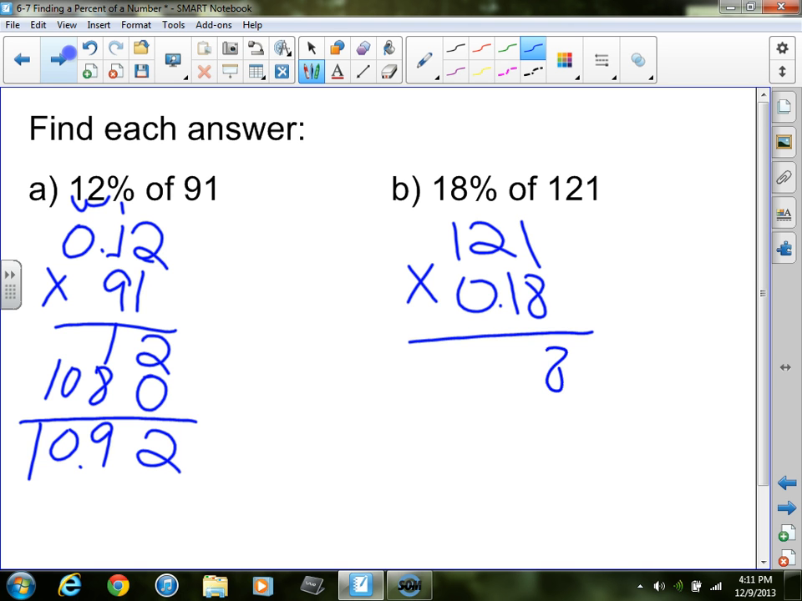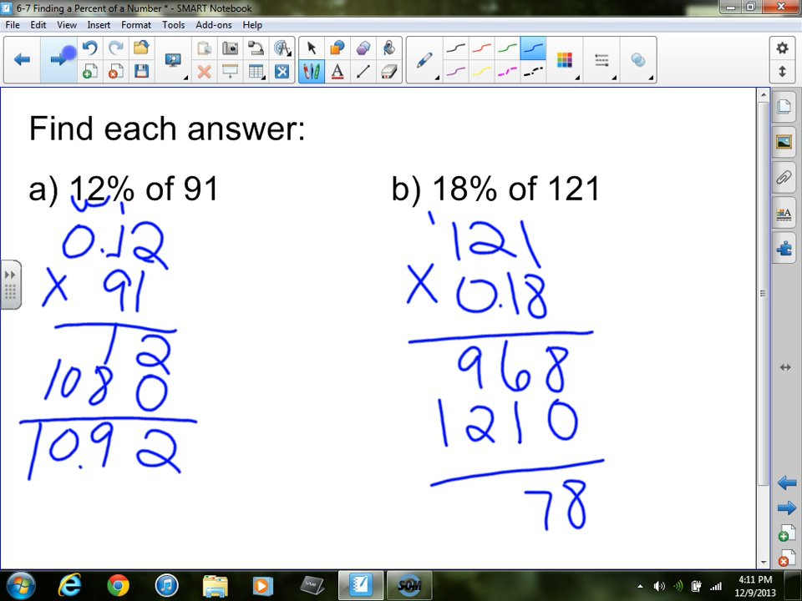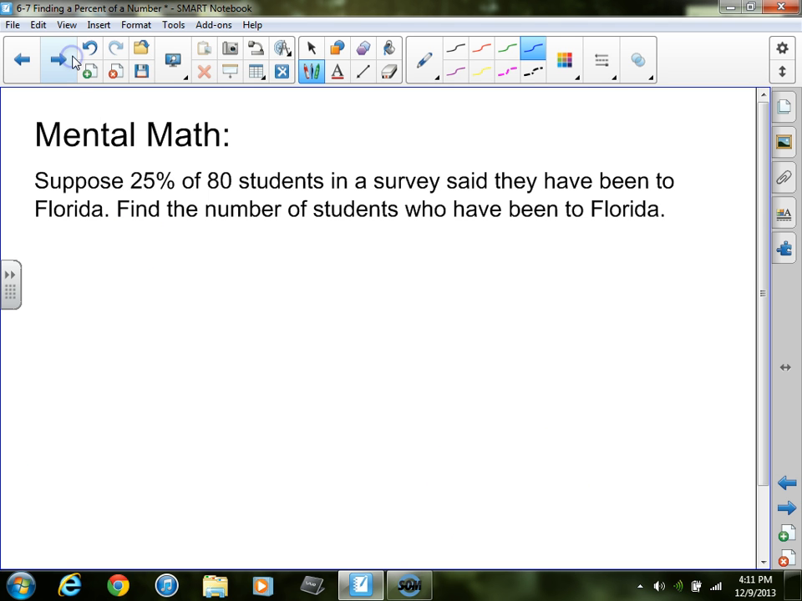8 times 1 is 8, 8 times 2 is 16, 8 times 1 plus 1 is 9. 0 is my placeholder, 1 times 1 is 1, 1 times 2 is 2, 1 times 1 is 1. 8, 7, 11, 2. 2 numbers behind the decimal, 2 numbers behind the decimal in the answer. So I have 18% of 121 is 21 and 78 hundredths. I hope you guys got the same answer that I got.